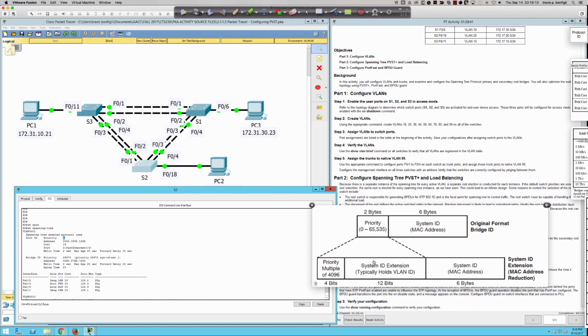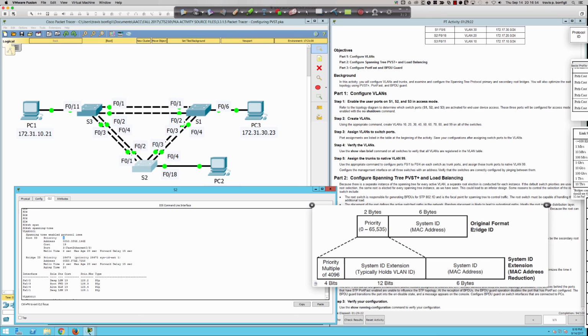A brief note on that. Remember, it holds 12 bits. 2 to the 12 is 4096. And that system extension ID is simply the VLAN number, right? So when we're coming up with the bridge ID, you've got your bridge priority, the system extension ID for whatever VLAN we're working with, and the system ID or the MAC address. And that makes up the bridge ID, those 3 fields.